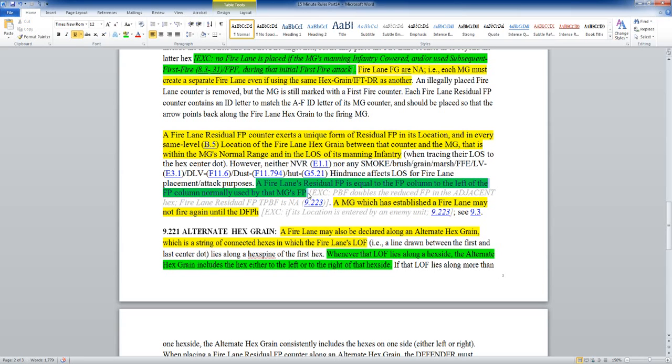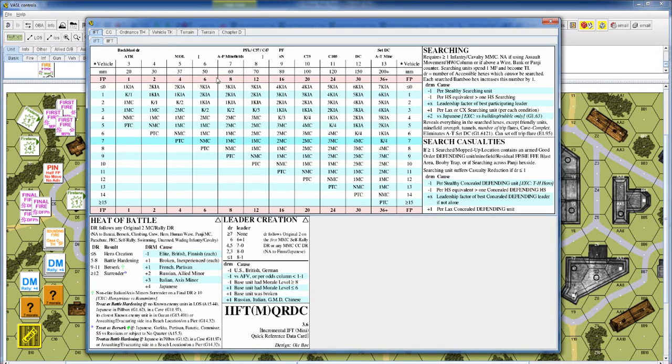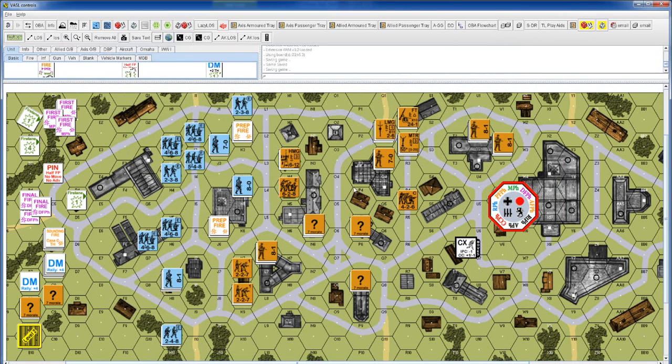Anyways, a fire lane's residual firepower is equal to the firepower column to the left of the firepower column normally used by the machine gun's firepower. So if your machine gun normally does a 6 attack, such as this one here in M3, it is going to leave 4 residual firepower into its fire lane.